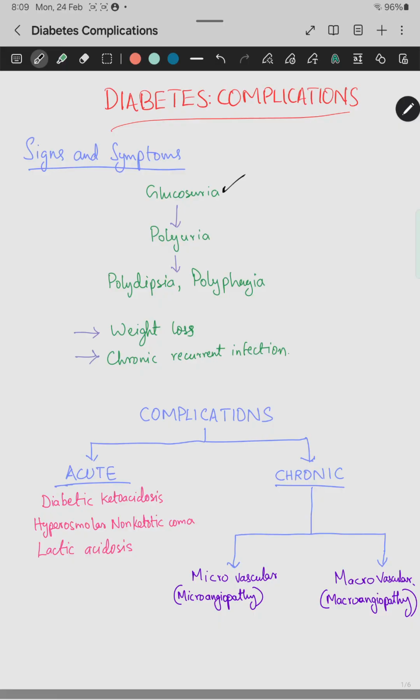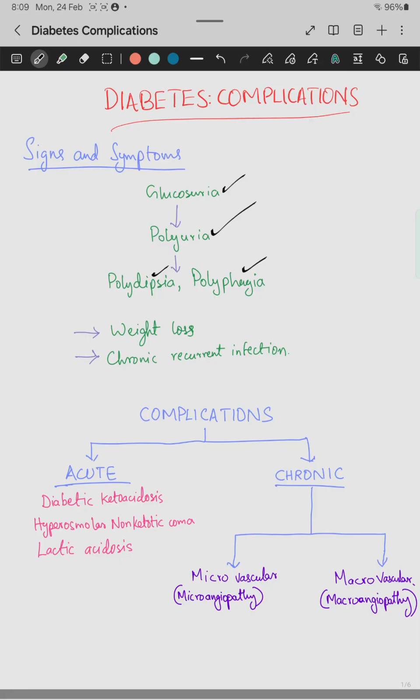Glucosuria, as you all know, is the presence of glucose in the urine, and as glucose is present in the urine, more water is also excreted in the urine, which causes polyuria. Polyuria is more urine excreted, and as more water is excreted, it causes polydipsia and polyphagia. Polydipsia means increased water intake, and polyphagia means increased food intake.